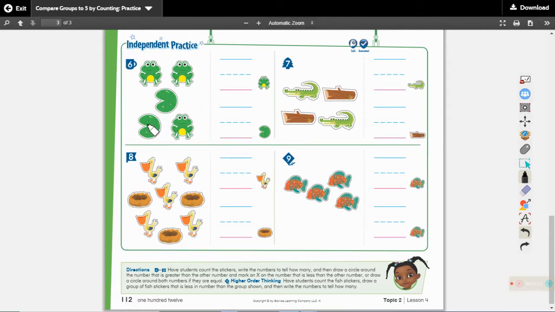Now on this page, I'm going to tell you what to do and you're going to try to do it by yourself. We have frog stickers and we have lily pad stickers here on number 6. So for number 6, count your frog stickers and write the number here. Go ahead and pause the video and do that. Now, count your lily pads and write that number right here.